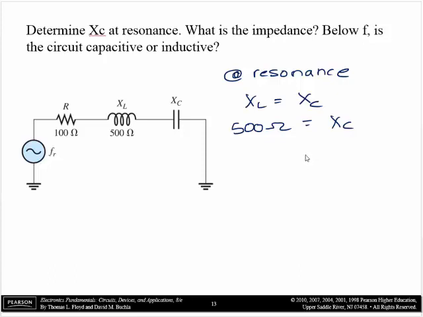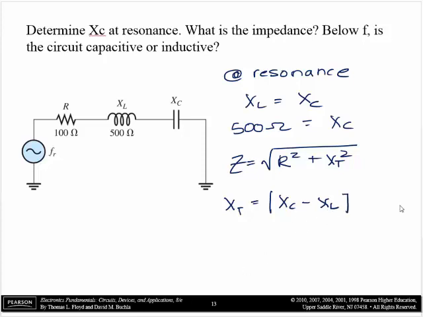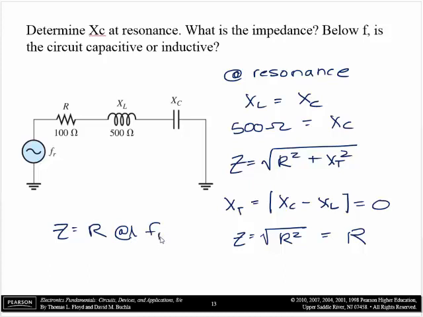So trivial problem. What is the impedance? Z equals square root of R squared plus X total squared, but we know that X total equals the absolute value of XC minus XL, and we are at resonance, so that equals 0. Z equals the square root of R squared, which equals R. So at resonance, Z equals R at F resonance.